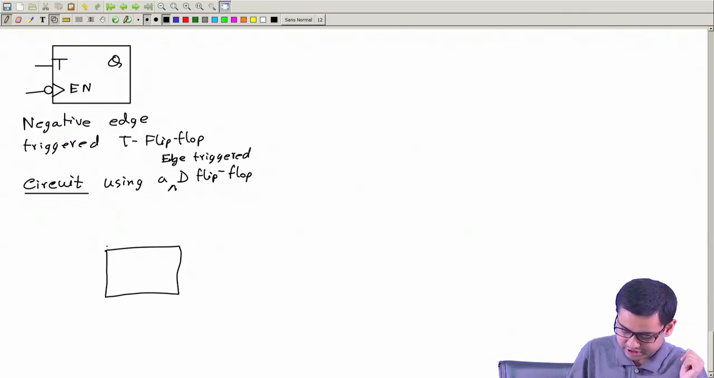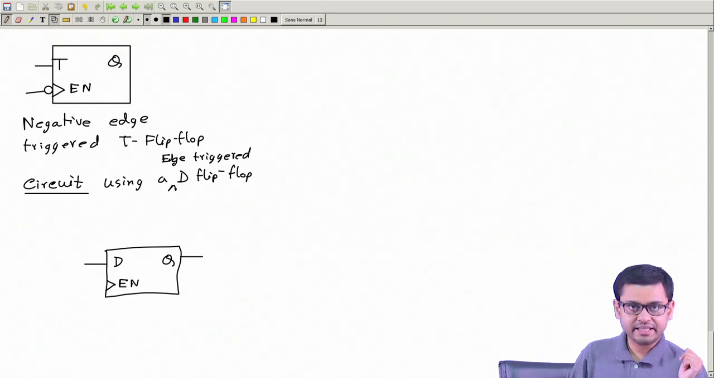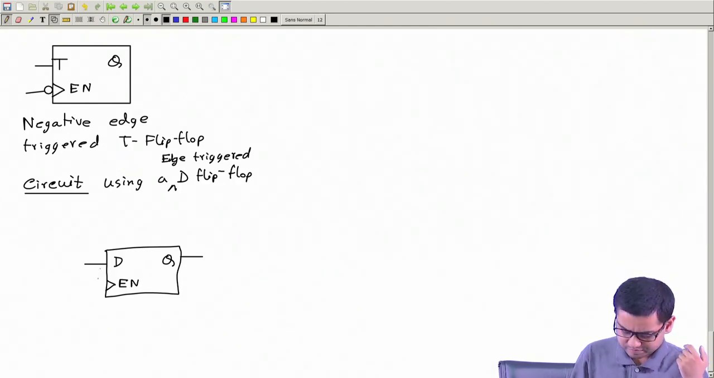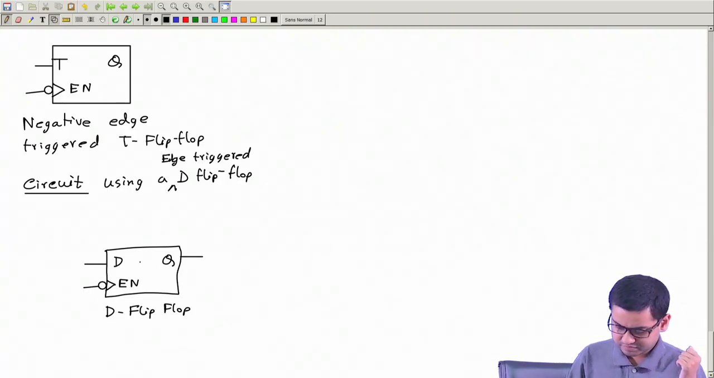So let me first draw the D flip flop. This is D, this is output Q, and it has an enable, call it En. It can be positive edge triggered or negative edge triggered, whatever you like. If I say take a negative edge triggered, I can take it, no problem. So this is a D flip flop, edge triggered of course. Now using this I will make a T flip flop. How? Let's see.